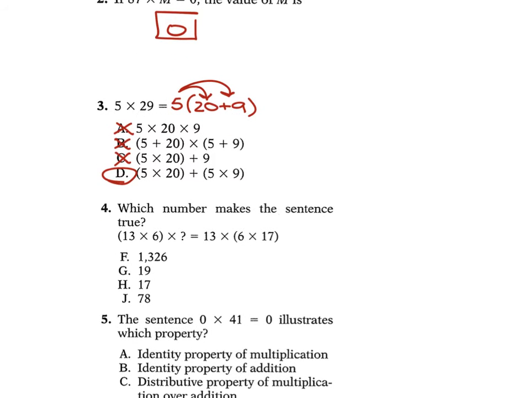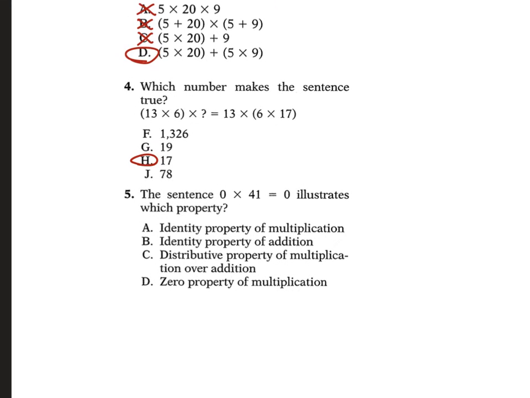For 4, it says, which number makes the sentence true? 13 times 6 times something is equal to 13 times 6 times 17. The missing number is 17. 5 says the sentence 0 times 41 is equal to 0 illustrates which property? This is the zero property of multiplication.